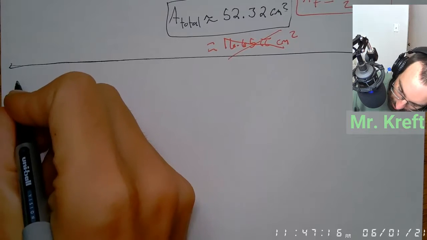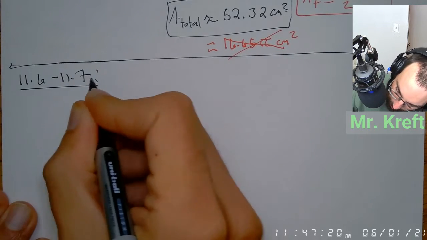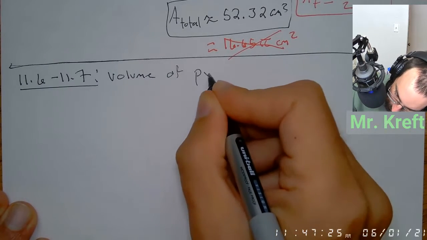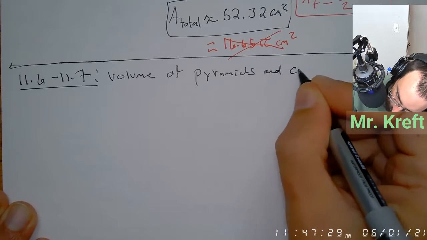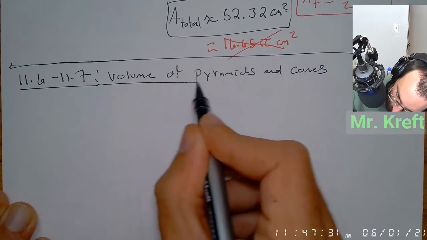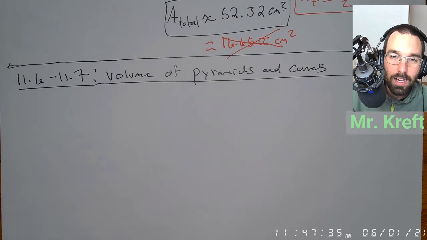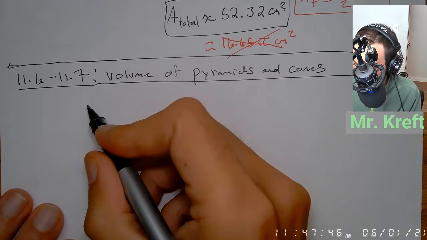So what are we talking about today? We're talking about 11.6 and 11.7, and we're talking about volume of pyramids and cones. Now, you might have heard me talk about bashing, right? But today, if you know what a pyramid and cone are, maybe I should start there.